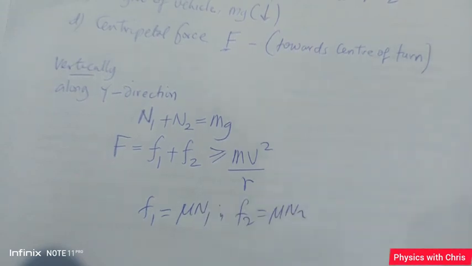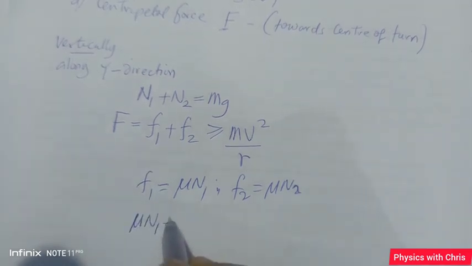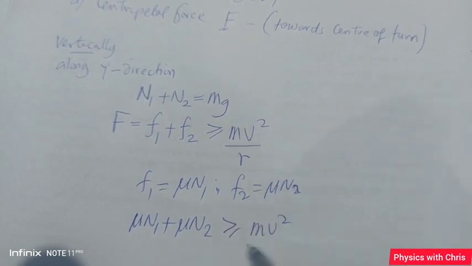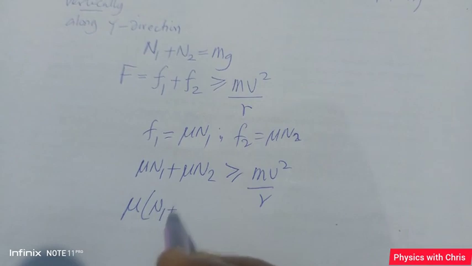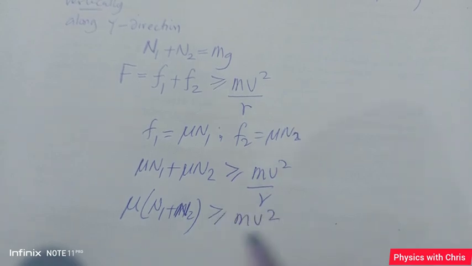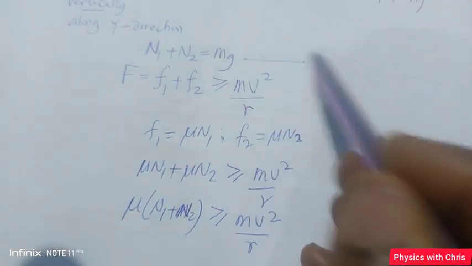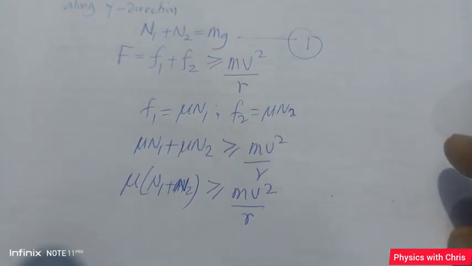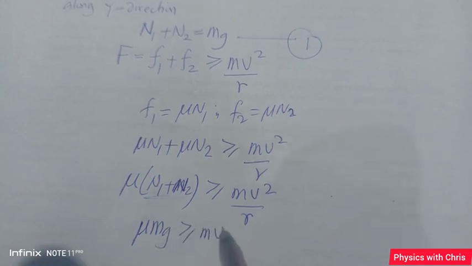So I'm going to be making my substitution in the above equation. I'm going to have mu N1 plus mu N2 is greater than or equal to mv squared over r. If I factor out the coefficient of friction mu, I get mu times N1 plus N2 is greater than or equal to mv squared over r. Now, if you go back to the first equation, call that equation 1, the sum of the normal forces N1 plus N2 gives us mg. So I'll replace this with mg, so mu mg is greater than or equal to mv squared over r.